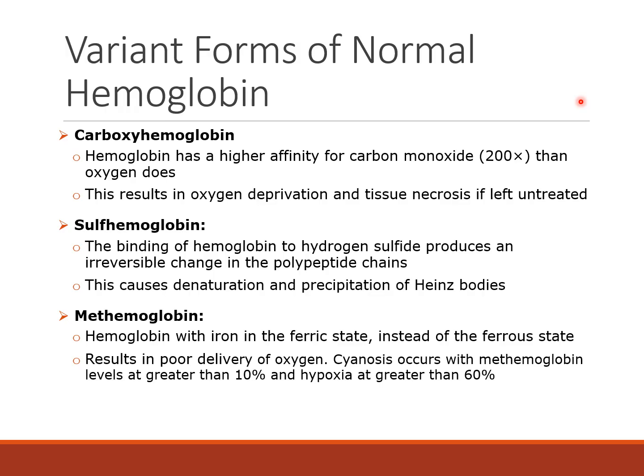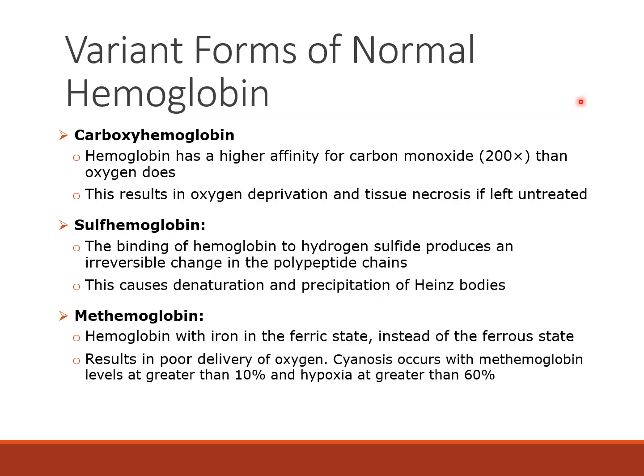Sulfhemoglobin is the binding of hemoglobin to hydrogen sulfide, and that produces an irreversible change in the polypeptide chain. So this causes actual denaturation and precipitation of Heinz bodies, very much like some enzymatic deficiencies that are utilized to protect our red cells from oxidative processes, excuse me.